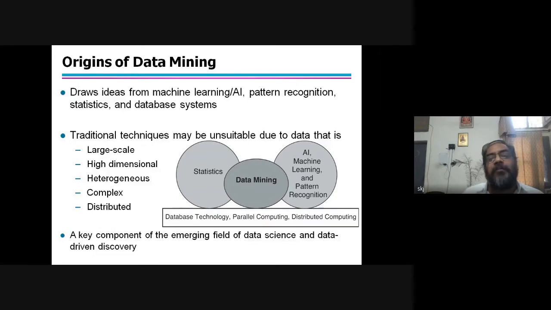Now, the origin of data mining we have already discussed. Data mining is multidisciplinary, so it uses knowledge of other domains or disciplines also. In this diagram it is shown: statistics, data mining, and artificial intelligence, machine learning, pattern recognition. The knowledge present in statistics and in AI and machine learning is very frequently used here. So database technology, statistics, machine learning, artificial intelligence, pattern recognition, and knowledge from other domains all constitute data mining.